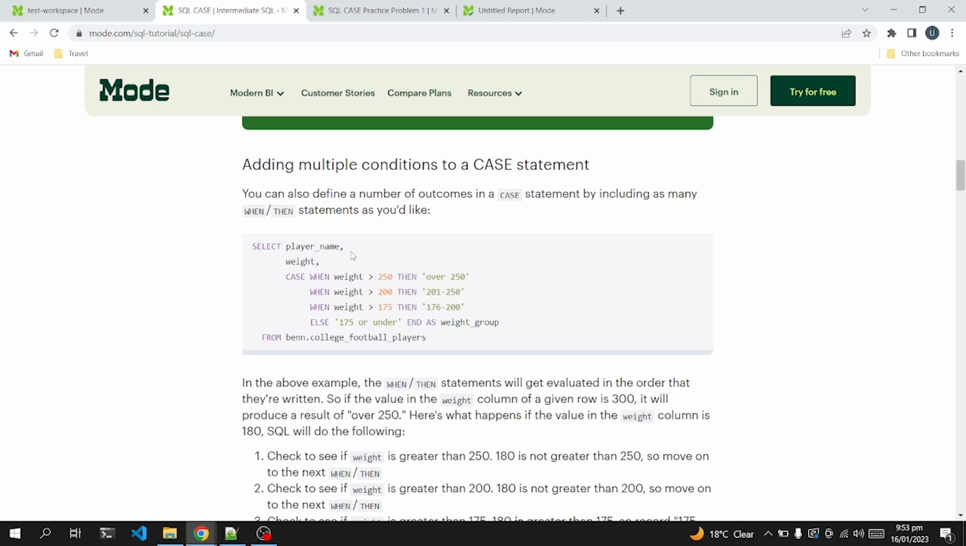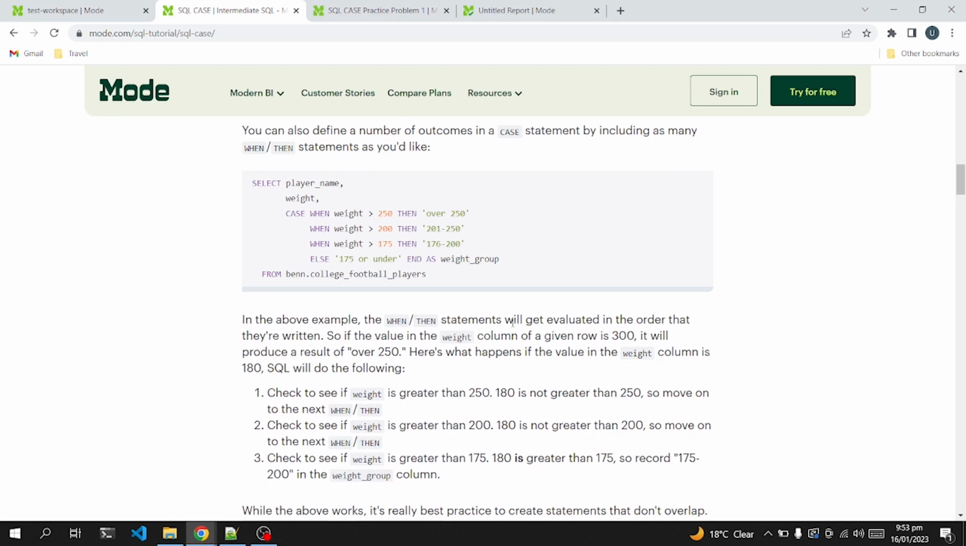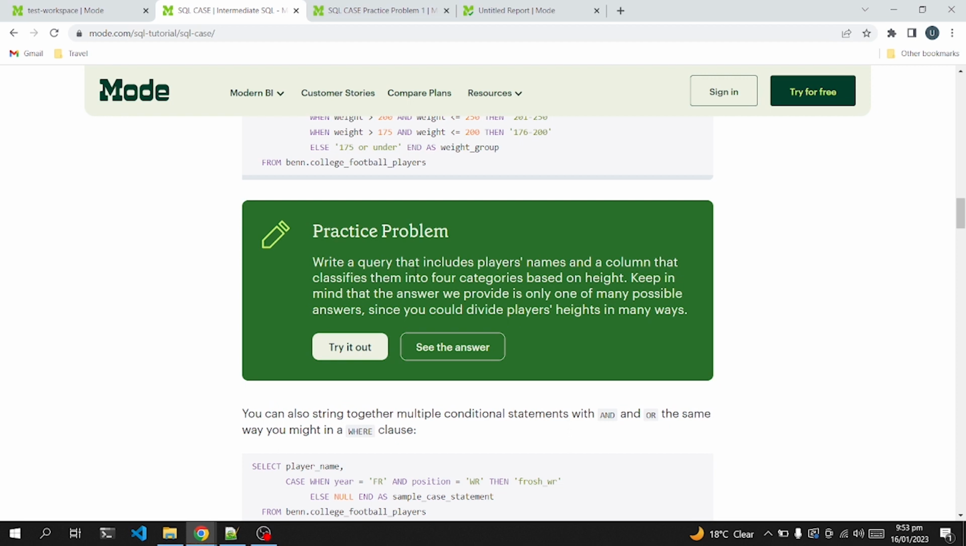So they already mentioned that they have categorized the weight into different ranges like over 250, between 121 and 250, between 176 and 200, and 175 or lesser. So it depends on us how we wanna characterize the numbers. In this, we have to write a query that includes player names and a column that classifies them into four categories based on height. So rather than weight, we are using height. Keep in mind that the answer we provide is only one of many possible answers. So we can divide into multiple ranges. That's what they meant.